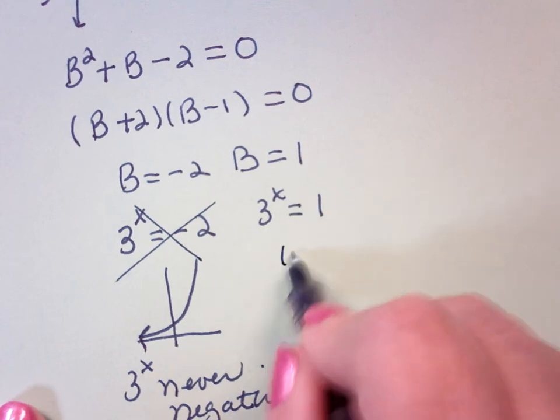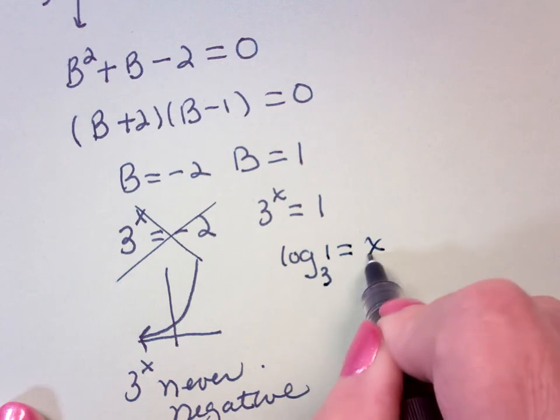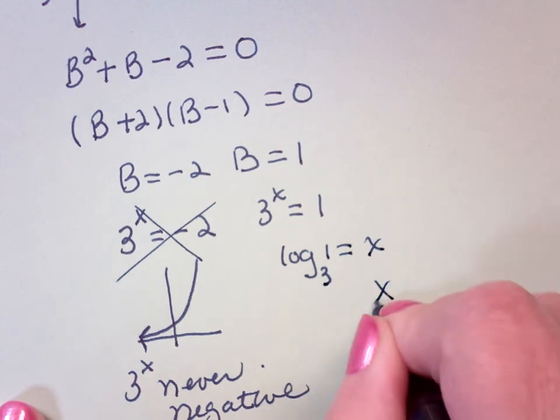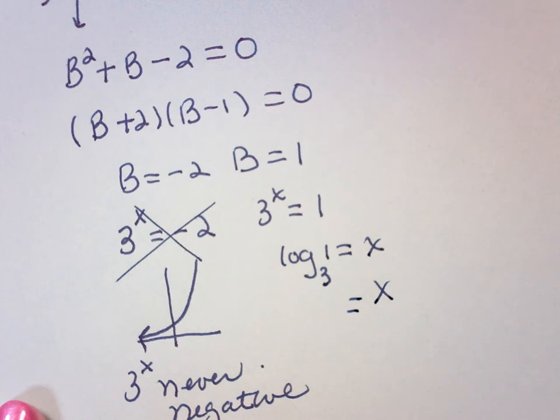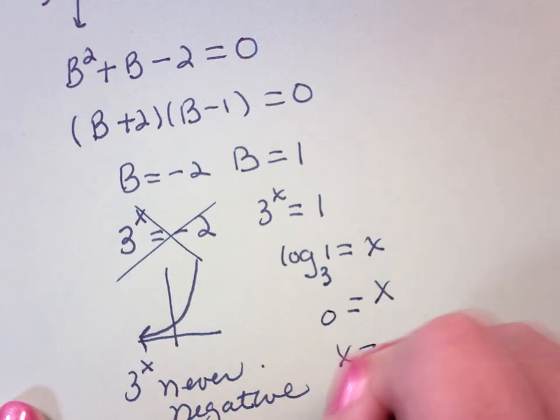Now here, 3 to the x equals 1. Well, I can rewrite this as log base 3 of 1 equals x. And what's log base 3 of 1? It's a property of logarithms. 1? No, 0. 0, yeah. So that x is 0.